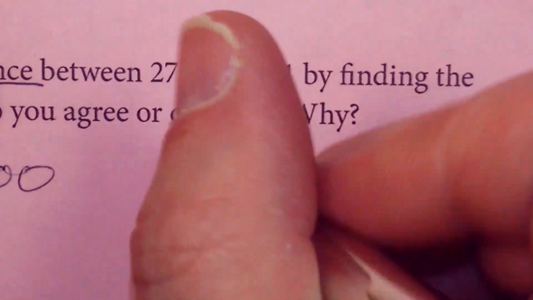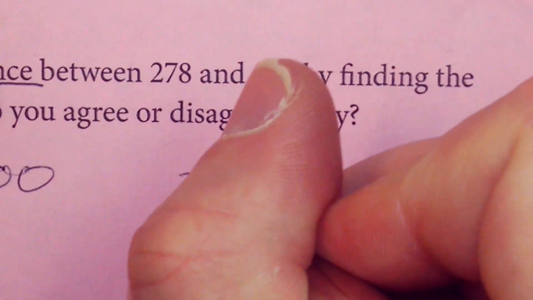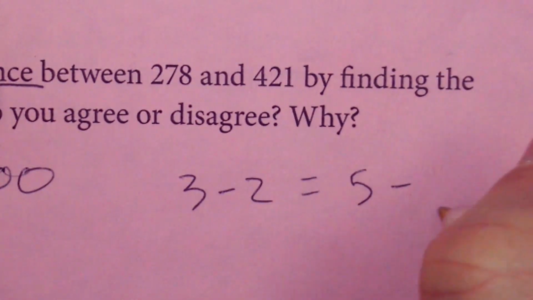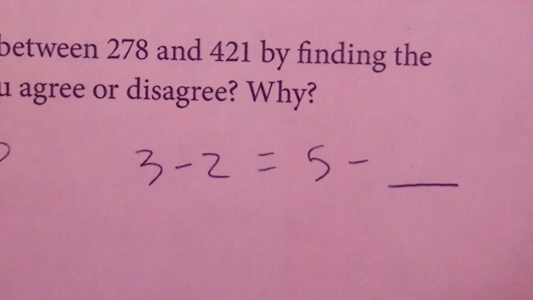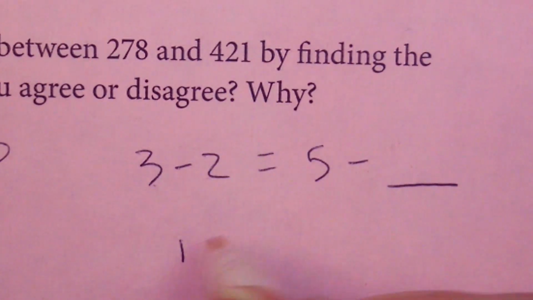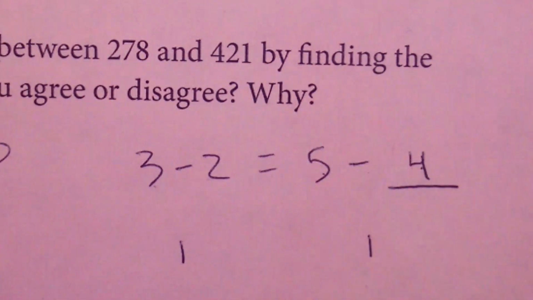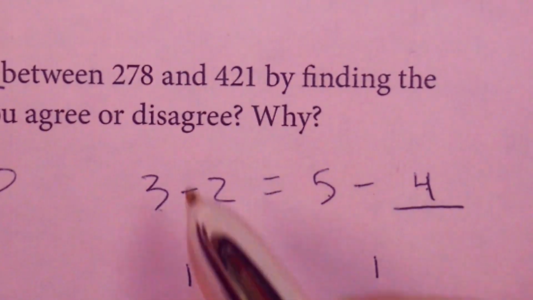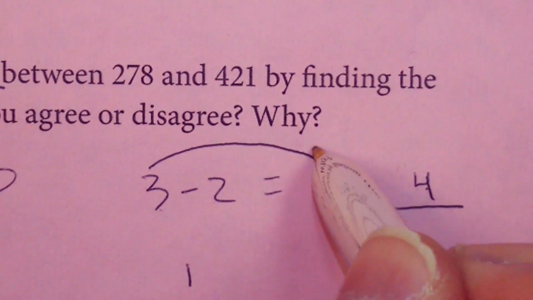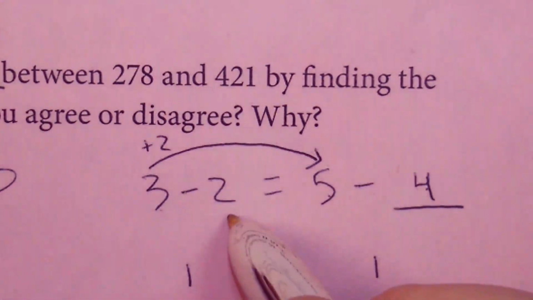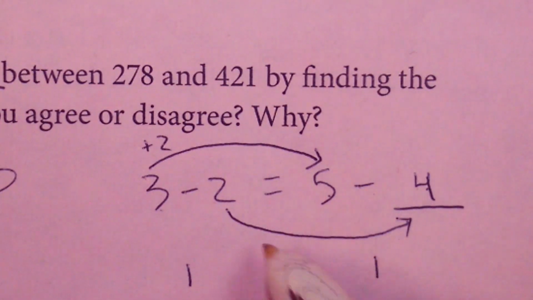Why does that work? Well, let's say I took 3 minus 2 is the same as 5 minus blank. Okay? 3 minus 2 is 1. 5 minus what is also 1? Well, it has to be 4. What did they do to this 3 to turn it into 5? Well, they had to add 2. What did they do to this 2 to turn it into 4? Well, they also had to add 2.